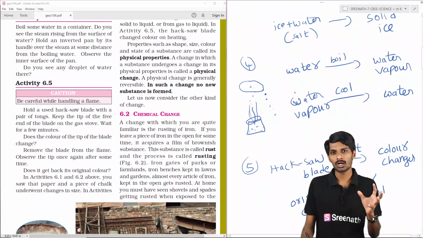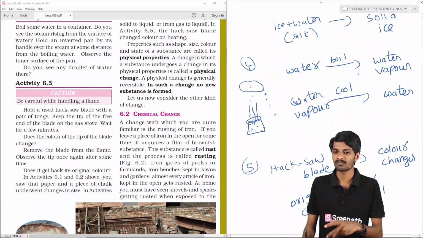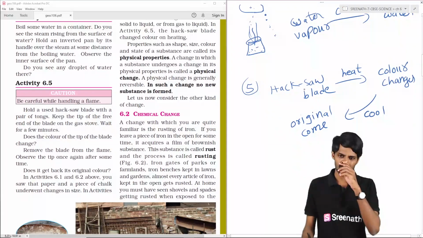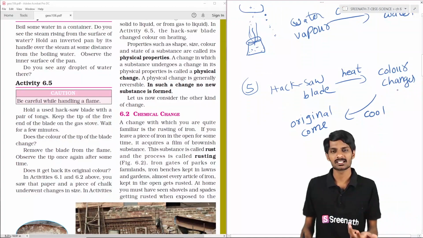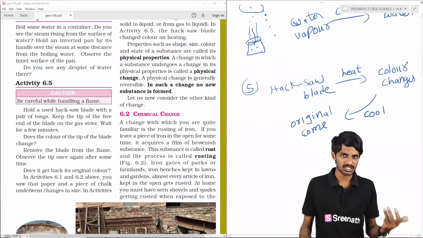Here we have boiled the water and made it into water vapor, and at the same time water vapor can be converted into water. And the next thing is that hacksaw blade. While heating it, its color changes. When cooling, the original color comes back.